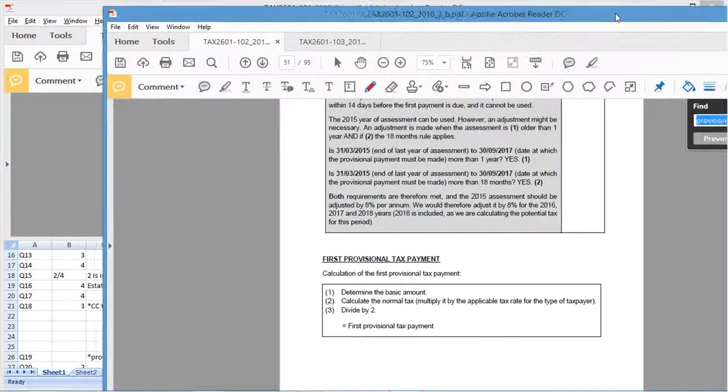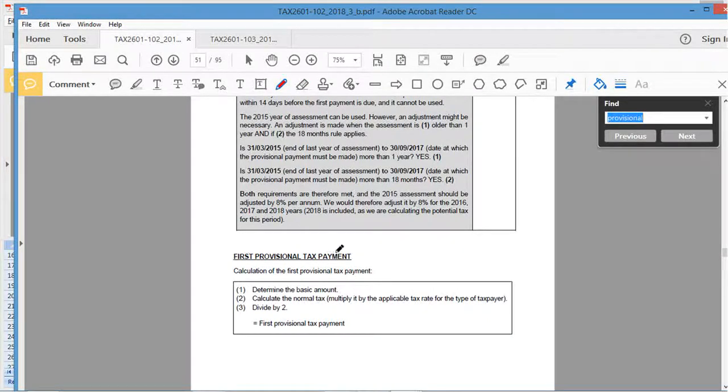Okay, so question 19 requires this first provisional tax payment. We are only going to be looking at this in chapter 3, so I will cover this in detail. I'm just going to give you some general scope now so you have an idea of how to approach the question.